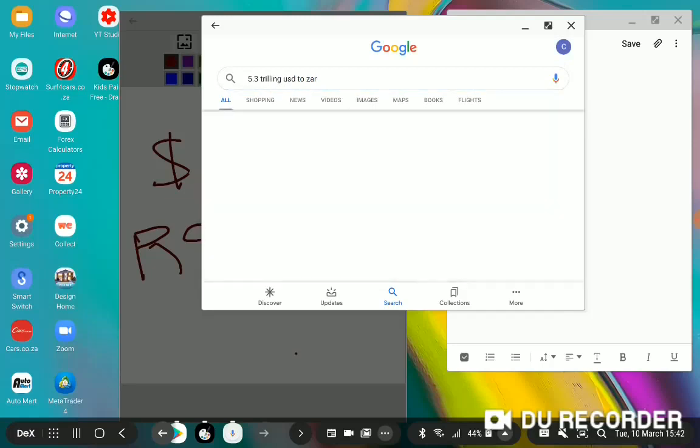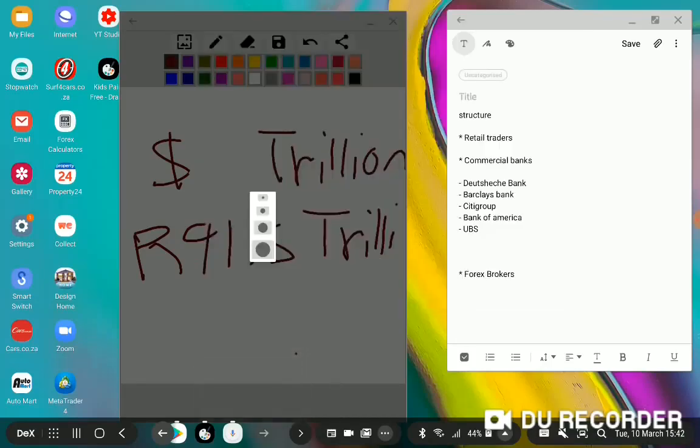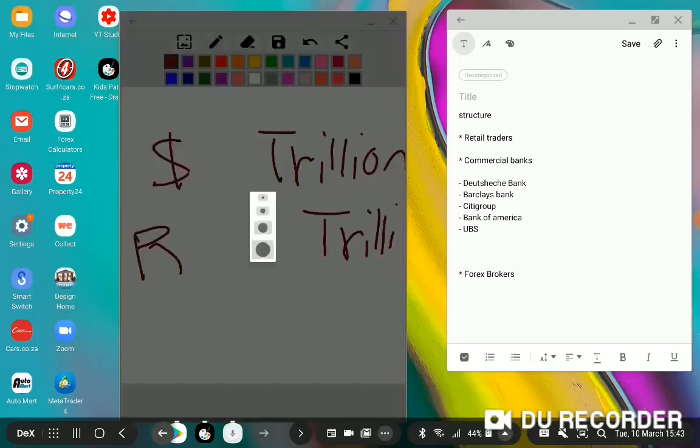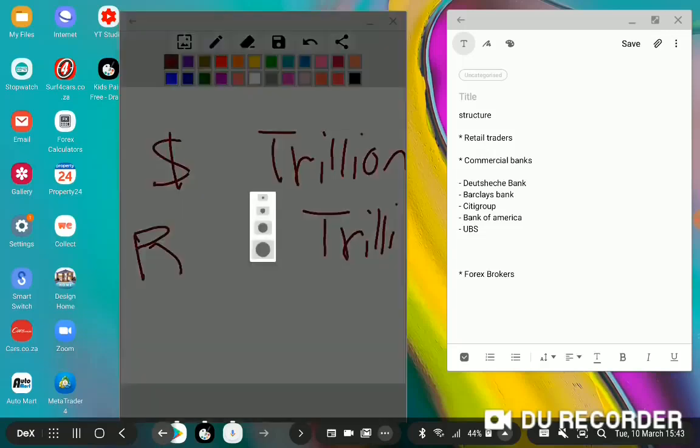Now, this amount is 84.5. Let me just say 84.5 trillion just to save time, because I know I will fail to pronounce that number. It's going to go from 90. The last time I did the research, it was about 91. So it means now, because the exchange rate is changing from time to time, it's going to be about 84.